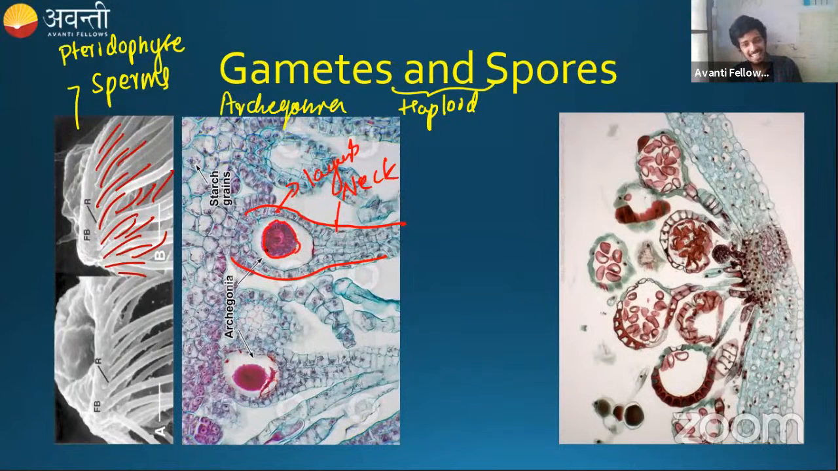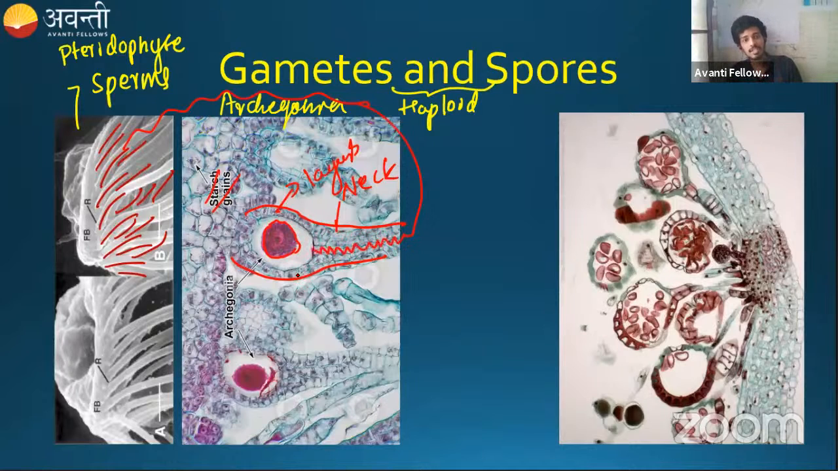So here is our egg. These are the starch grains. Leave it, we don't need the starch grains, only the essentials. You have to observe the archegonia only. Then what happens? These sperms will swim, come to here, and reach here.